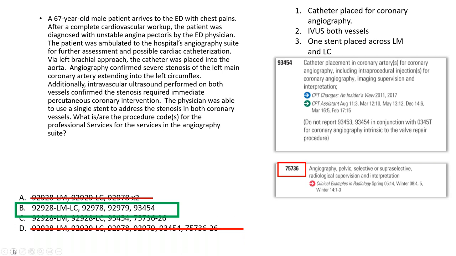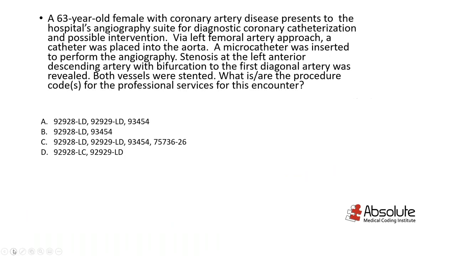We see that's angiography pelvic. Did we use anything in the pelvic area? Is there any documentation that they went into that part of the body at all? No, there's not. So those are more reasons to eliminate C and D. All of these are clues. And if you read things carefully and apply your guidelines, you will be sure to code accurately and pretty quickly too. All right, we have some more practice.